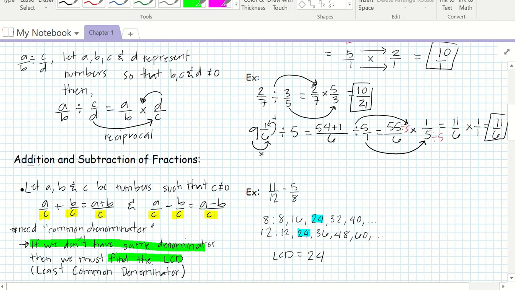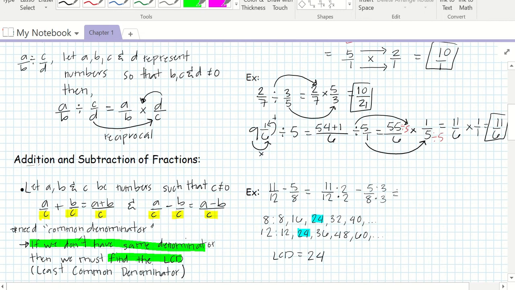Right? So what do I want to do? I want for both denominators to become 24. So I'll do 11 over 12. Now I know that 12 times 2 is going to give me 24. If I have a fraction and I'm multiplying on the bottom, I need to multiply on the top as well. So whatever you do to the bottom, you also do to the top. Okay? And then I have minus 5 over 8.